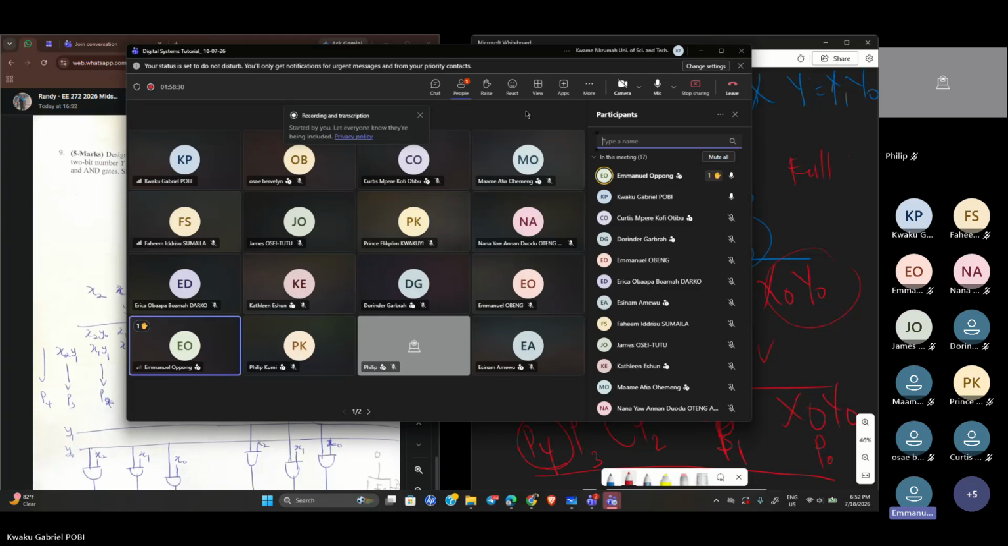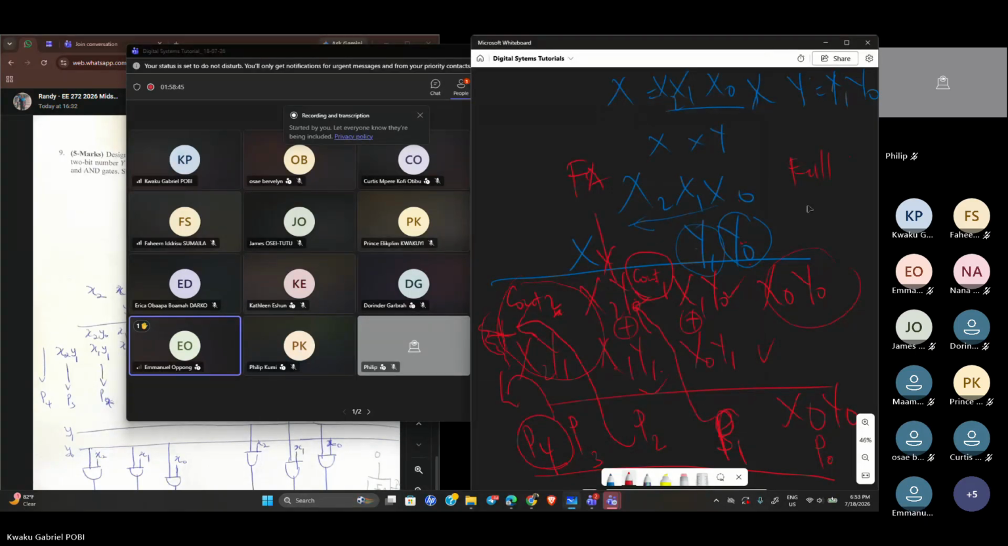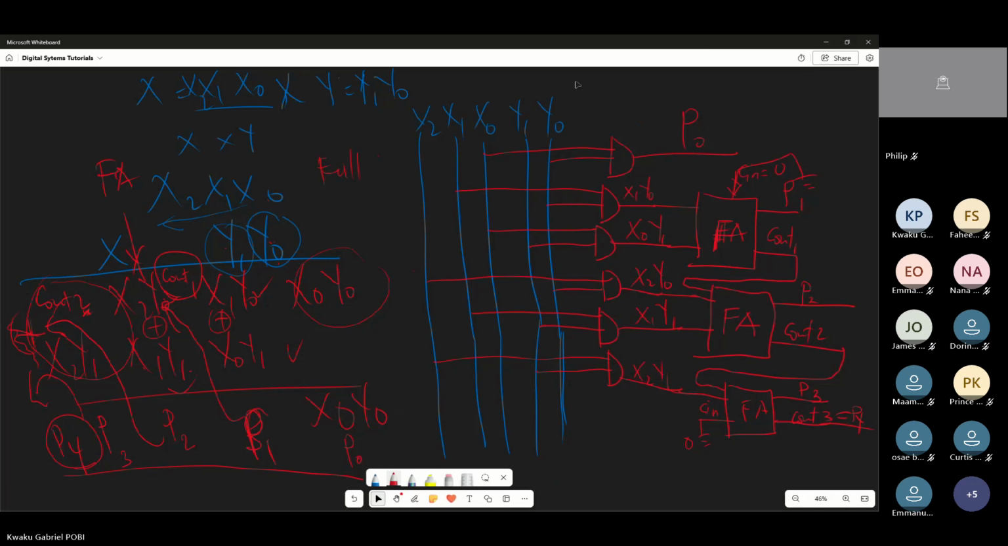Please, what if in the first multiplication, the x naught y naught, practically, what if that one gives you a 2-bit number? You see here, we wrote it as just P naught. Please, do you get me? I am coming to answer your question, basically.